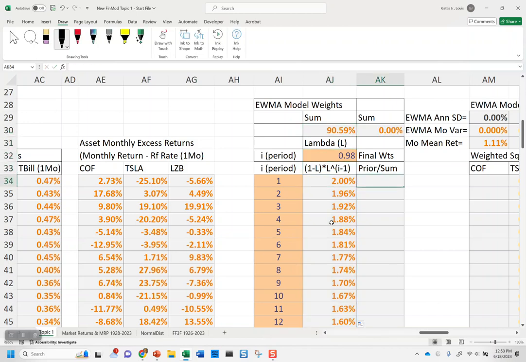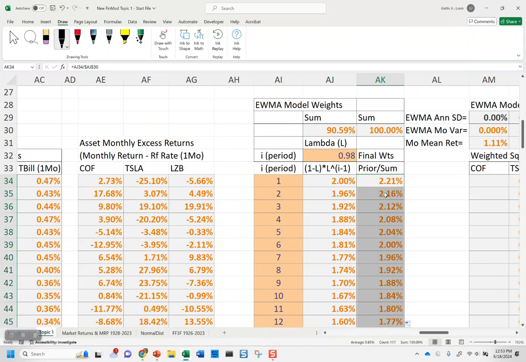So here's what we're going to do. The actual weight I'm going to use is that 2% divided by the sum. This is just the sum of the weights. So I'll just take the 2% divided by the sum, anchor the sum, copy that down. Now these are the weights I'm going to apply to calculate variance.